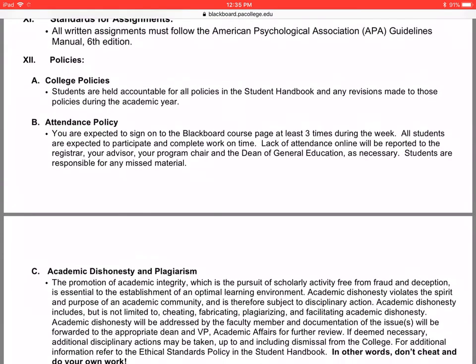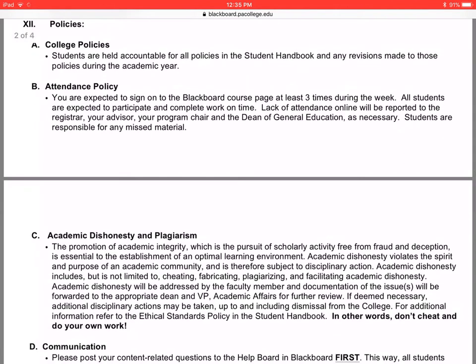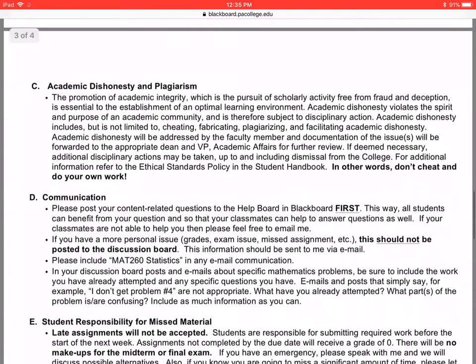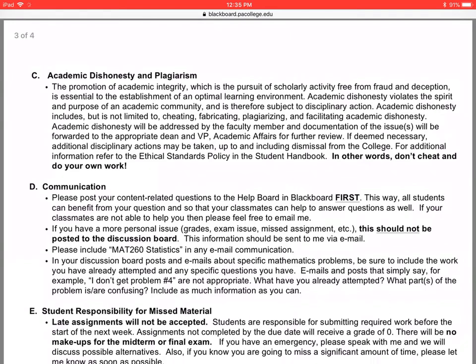College policies. Students are accountable for all policies in the student handbook. For your attendance policy, you must sign into Blackboard at least 3 times a week. For academic dishonesty and plagiarism, make sure you don't cheat and do your own work.